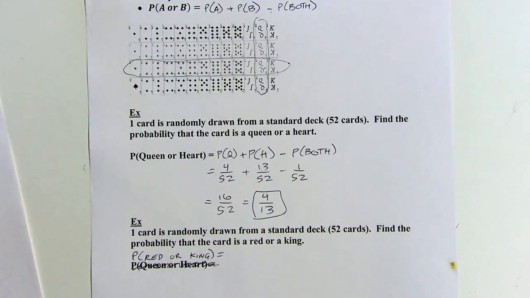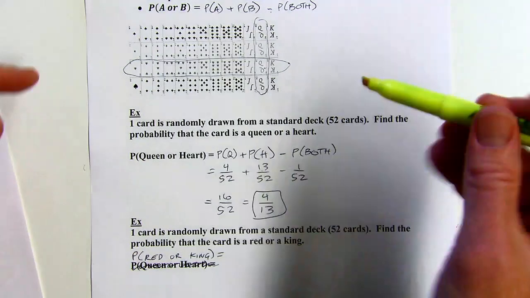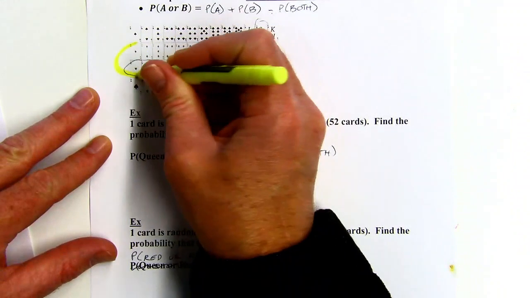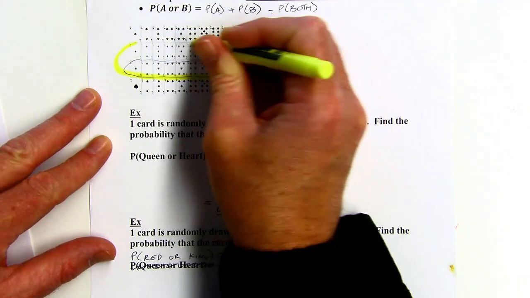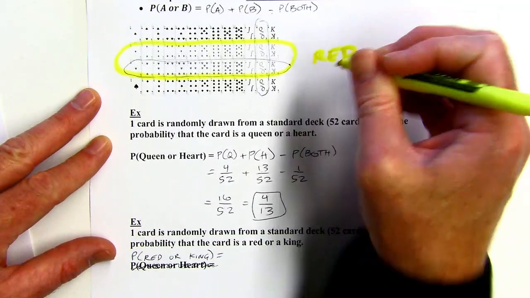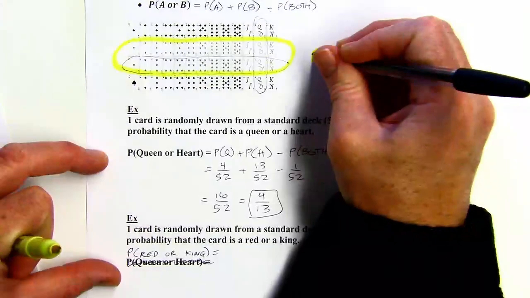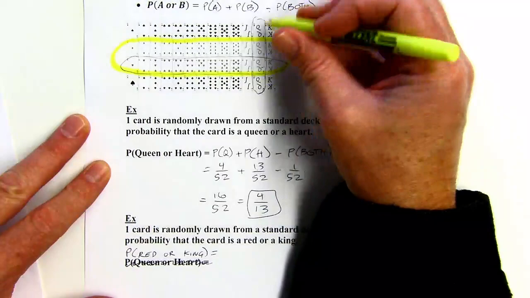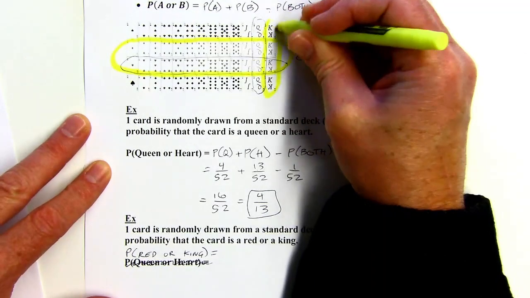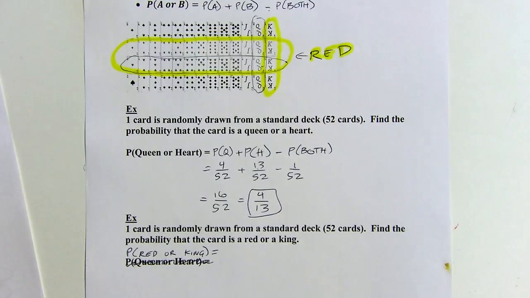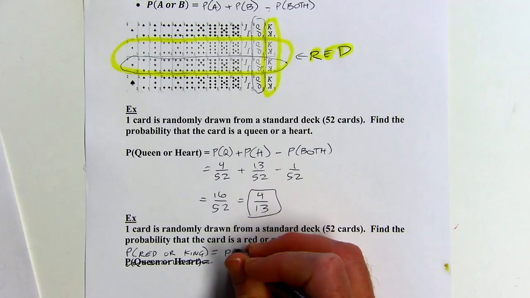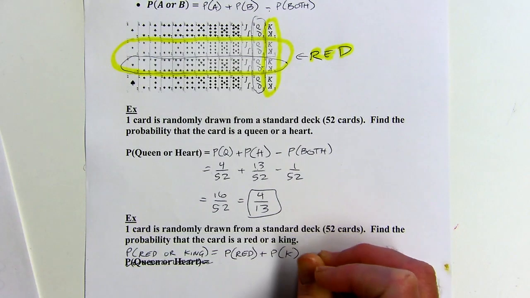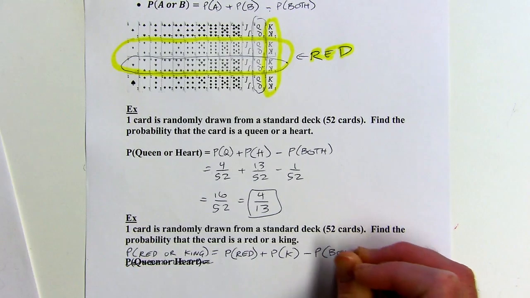Okay, so let's look at the red cards. Well, the red cards are the hearts and the diamonds, and you know, this is not color printing, but these are my red cards. Yeah, this is probably hard to read, but those are the red ones. Okay, and then the kings are those. So just looking at what I've highlighted there, I can see, oh, these are inclusive events. Both of those things can happen at the same time. So I'm going to find the probability of pulling a red card plus the probability of pulling a king. And then I'm going to subtract out the probability that both of those things are happening at the same time.